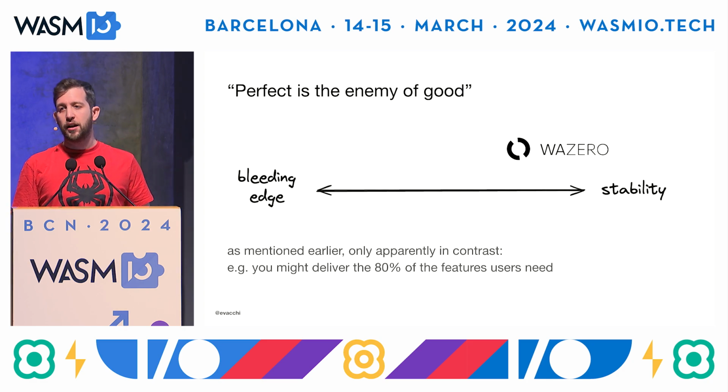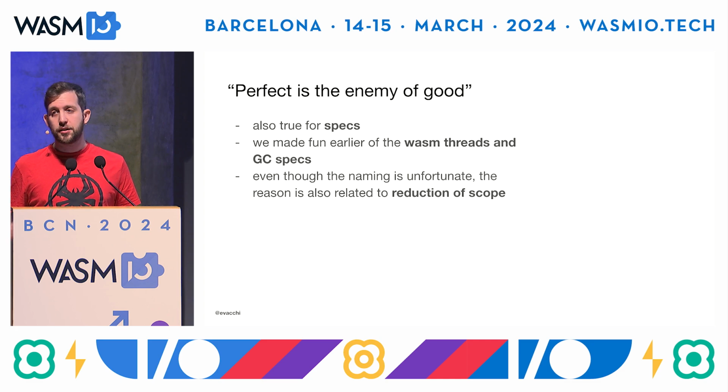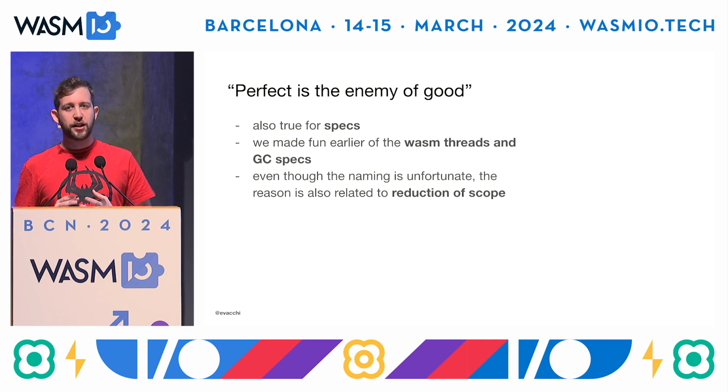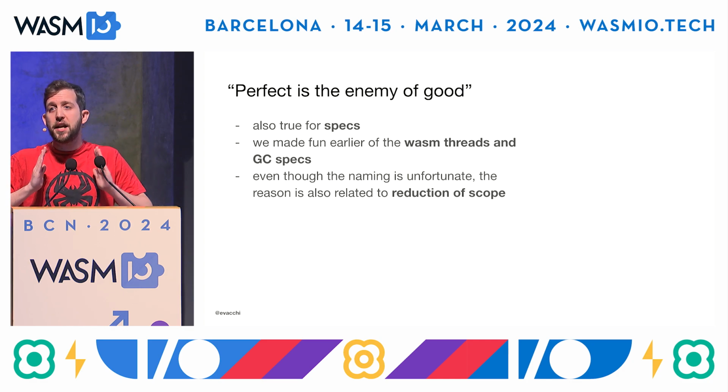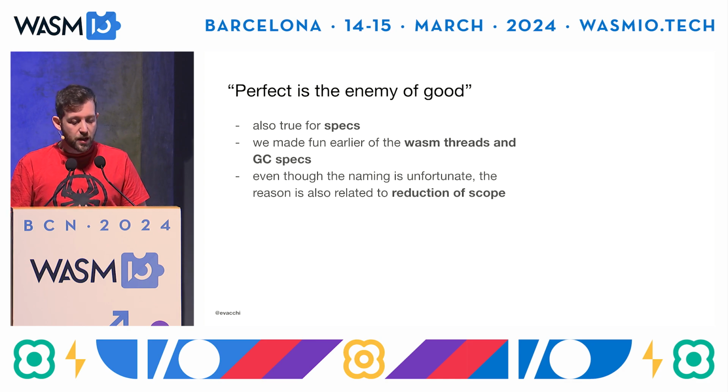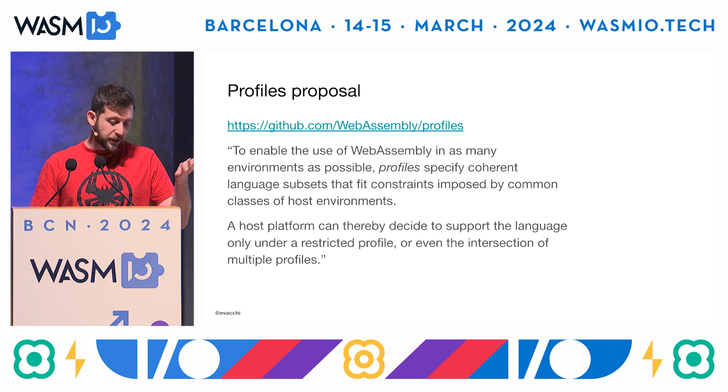That's not just for runtimes. It's also true for specs. So I made a little bit of fun about the thread and the GC spec, but the reason the name can be confusing is that, especially thread, has actually been narrowed down in order to deliver. That's something that deserves praise. In order to deliver in a reasonable time, and in order to be adopted by runtimes in a reasonable time, they were narrowed down in scope. So that's actually good.